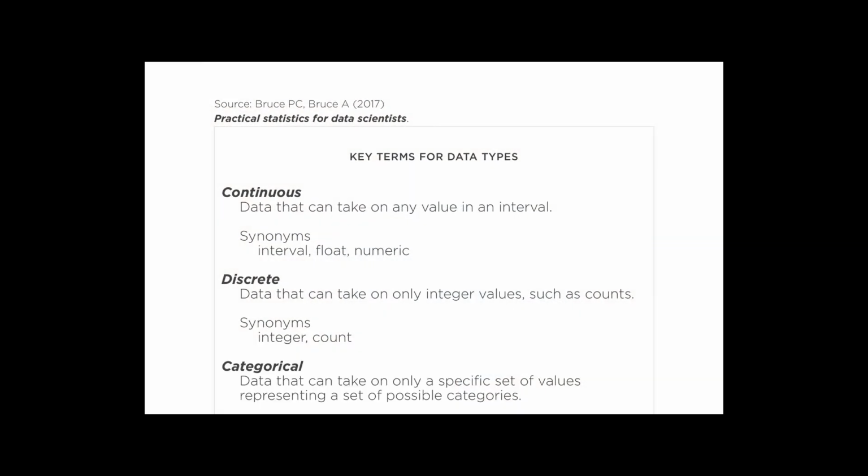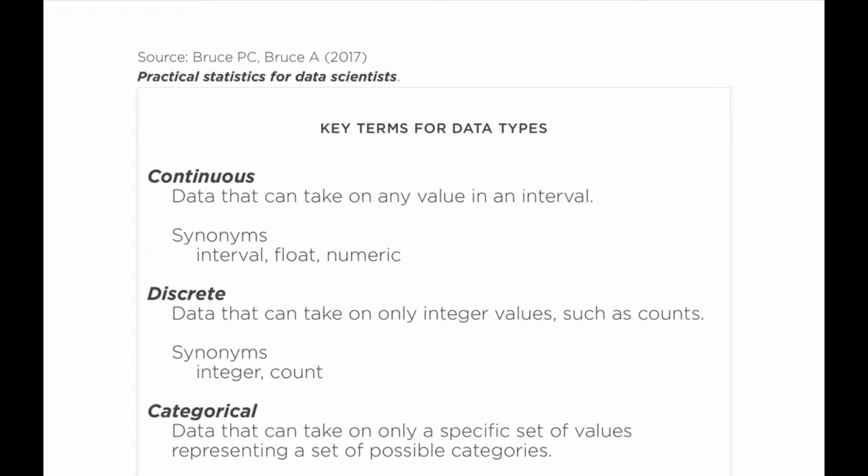Let's review different types of structured data, data primitives in R, and data primitives in Python. We need to know basic types of structured data. So we have continuous data that can take any value in an interval, and as far as synonyms, you can see interval, float, numeric. You have discrete data that can take only integer values, such as counts, for instance, and one of the synonyms is count.